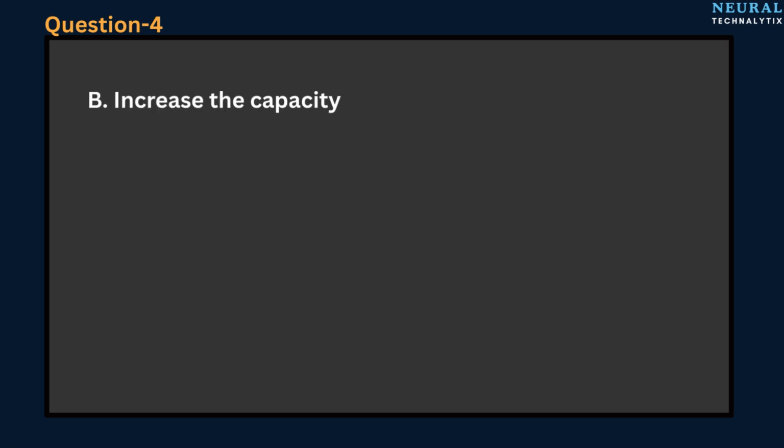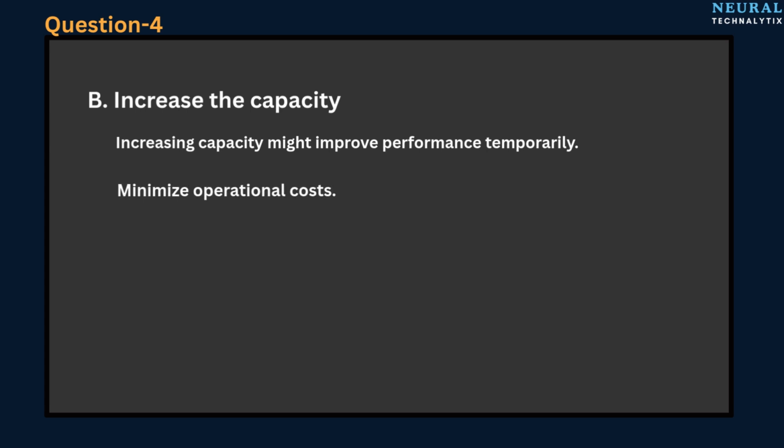Next, option B, increase the capacity. Increasing capacity might improve performance temporarily. But the question clearly says, minimize operational costs. Scaling capacity directly increases cost, and it does not fix the root cause. So this option is not optimal.